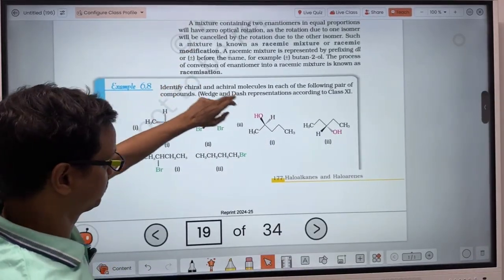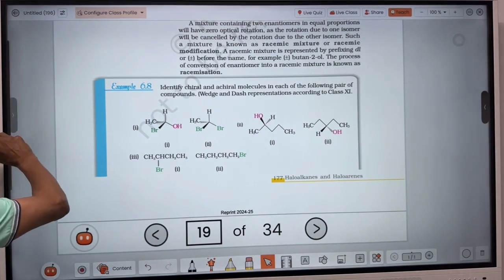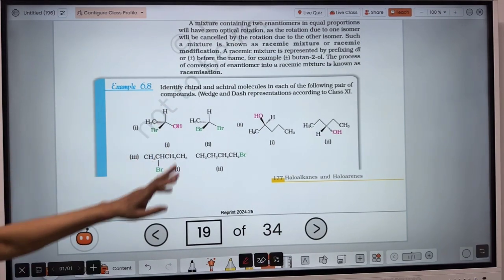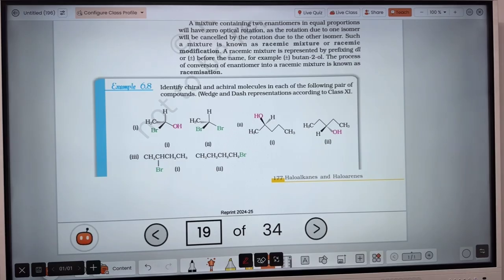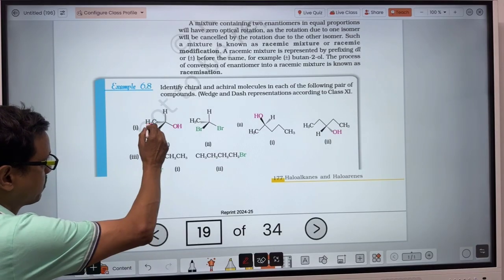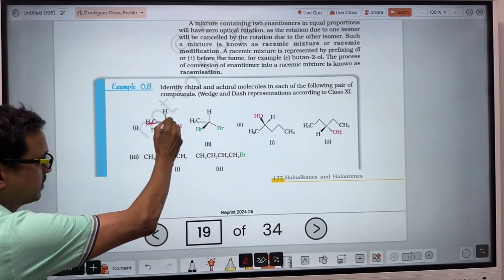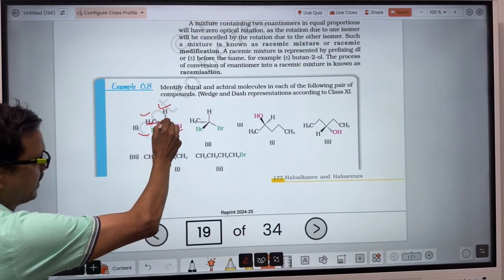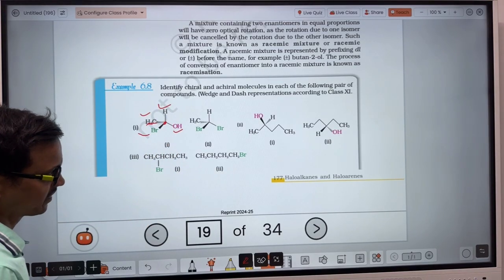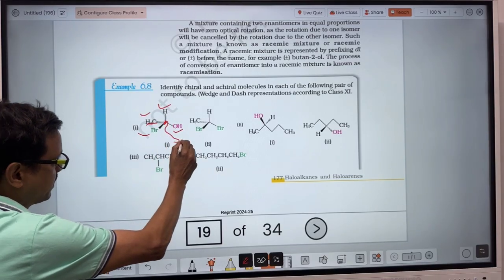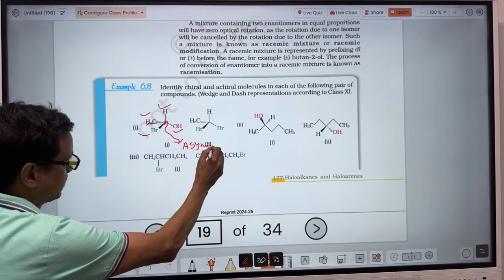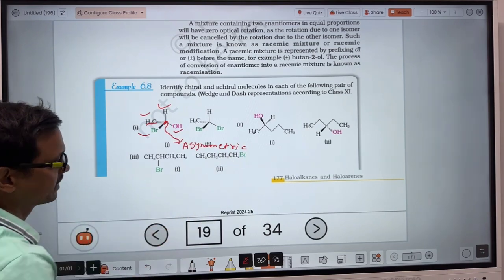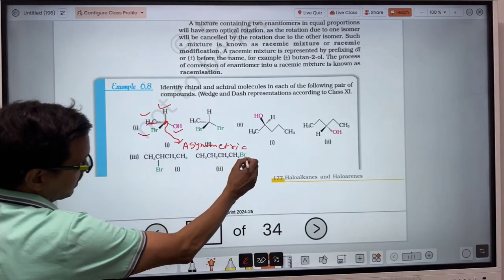Now let's see about this compound. Very easy it is, no need to bother. The question is chiral and achiral molecule, you will have to watch out. Consider this carbon, that is not asymmetric. Now watch out about this carbon. Here hydrogen, methyl, bromine and OH. So all four groups on this carbon are different. So this carbon is an asymmetric carbon, and that's why this molecule will be chiral.